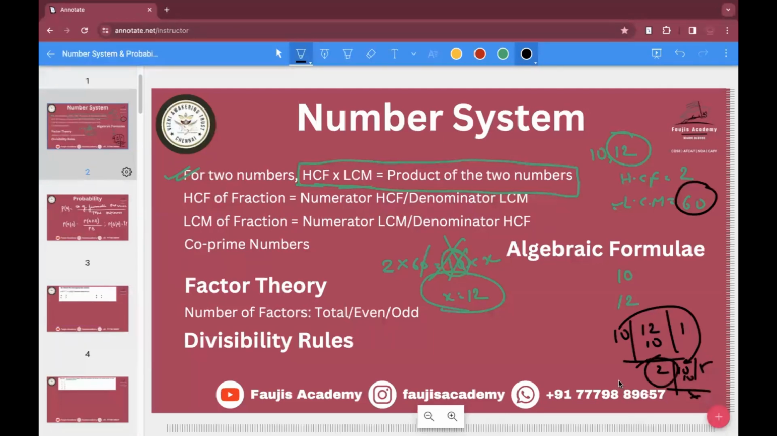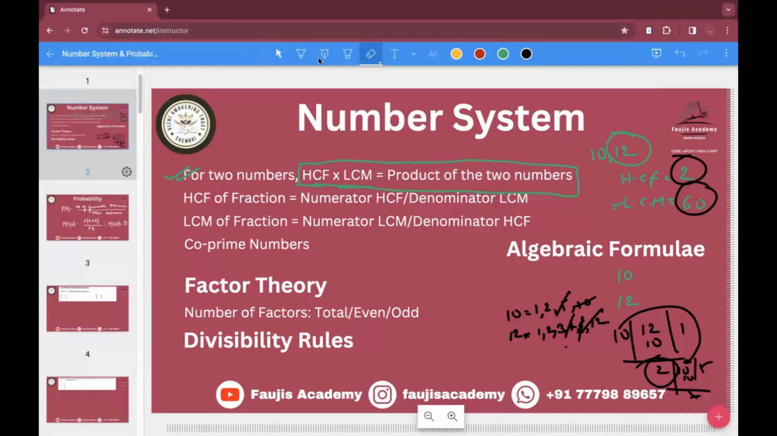Or if you don't want to do it like this, what are the factors which divide 10? 1, 2, 5, 10. Is there any other number? No. For 12: 1, 2, 3, 4, 6, 12. Which one is the highest common factor? 10 is here, 10 is not there. 12 is here, 12 is not there. 5 is there, 5 is not here. 6 is here, 6 is not there. 4 is here, 4 is not there. So HCF is 2.